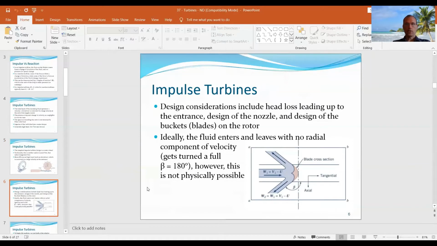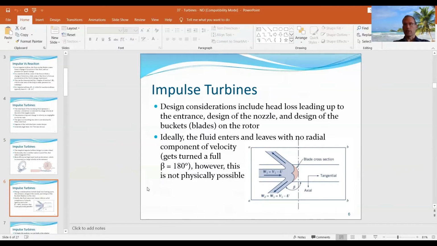So, some design considerations for impulse turbines. You want to look at head loss leading up to the entrance. If there's a lot of friction after that waterfall, you want that water wheel close to the waterfall so that there's no way for the fluid to lose energy before that. Then there's the design of the nozzle, so again, how are you going to shoot the water most efficiently onto the vanes, as well as the design of the buckets or blades on the rotor.